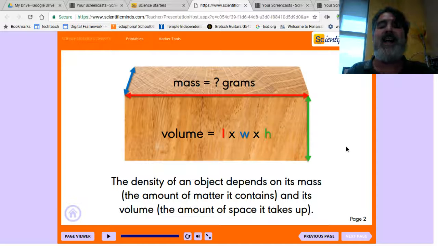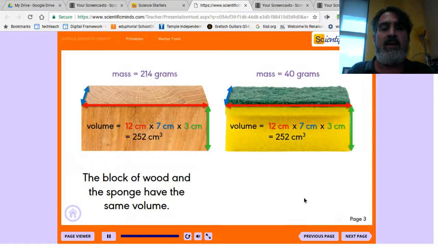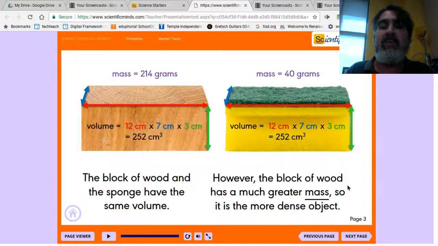Now, the density of an object depends on its mass, the amount of matter it contains, and its volume, the amount of space it takes up. So, this block of wood and the sponge have the same volume. That means they take up the same amount of space. They're the same size. But the block of wood has a much greater mass, so it is more dense than the sponge.